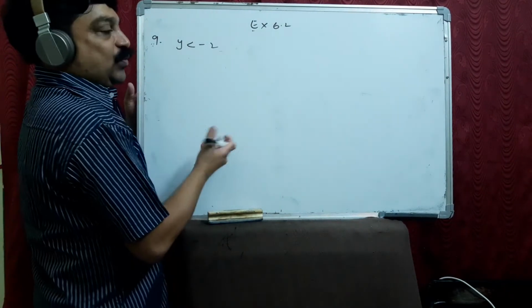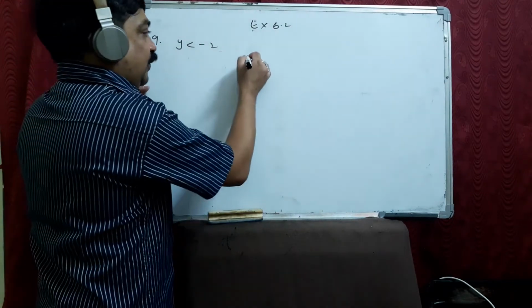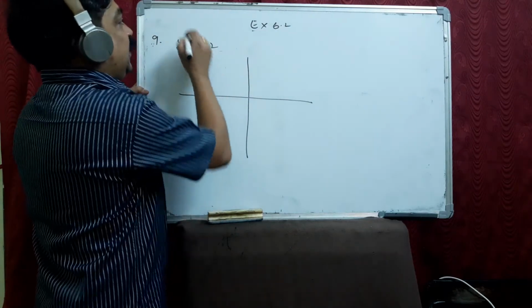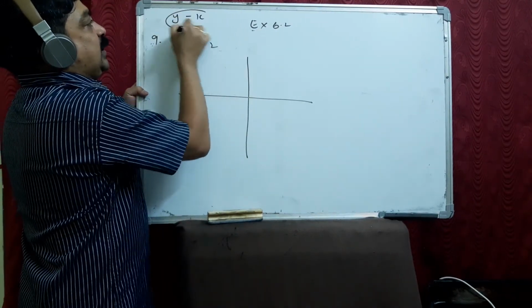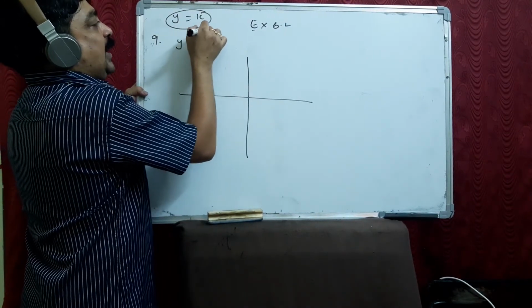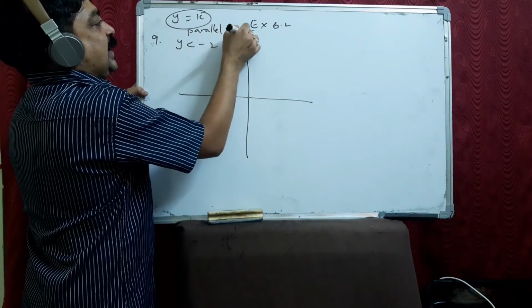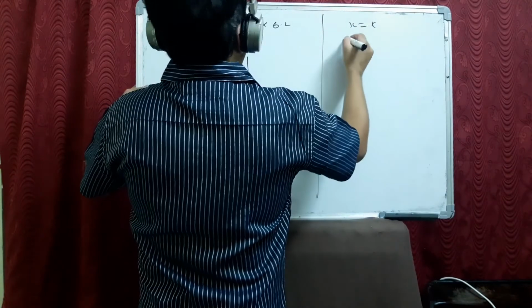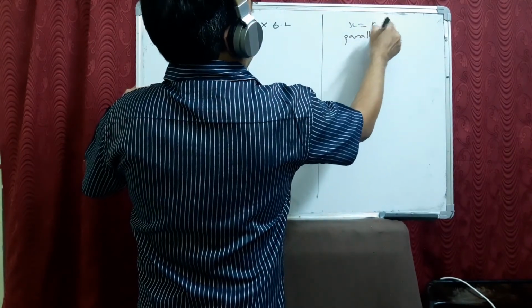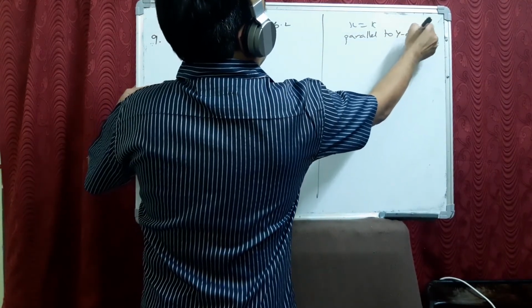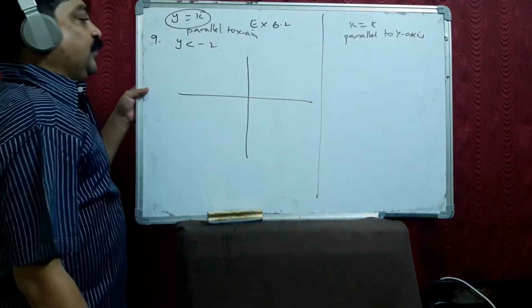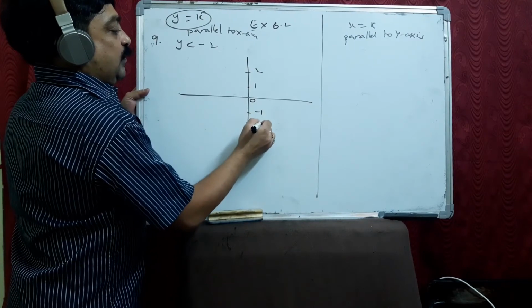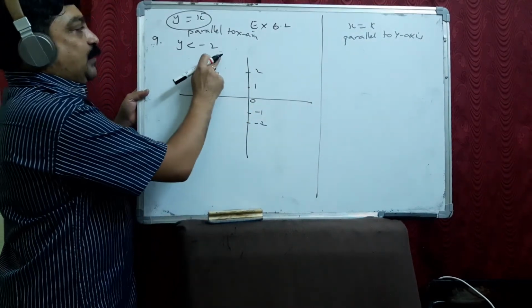y less than minus 2. When only one variable is there, look here carefully. When y is equal to something, always look here carefully. y equal to k is always parallel to the x-axis. x equal to k is always parallel to the y-axis. k means a constant, a number. So 1, 2, 0, minus 1, minus 2. So y and minus 2.